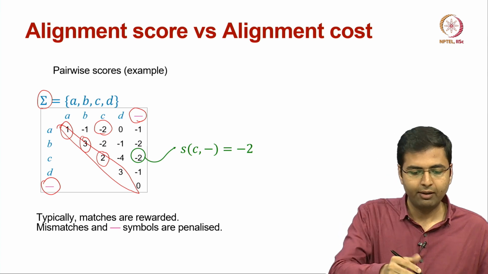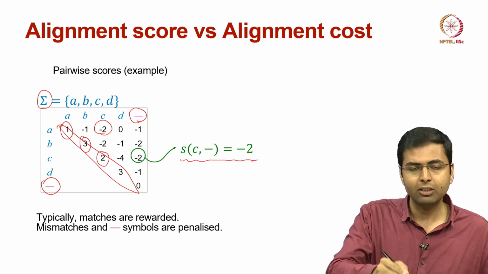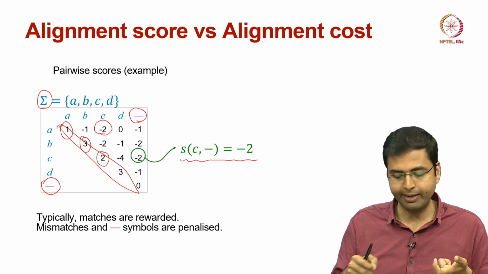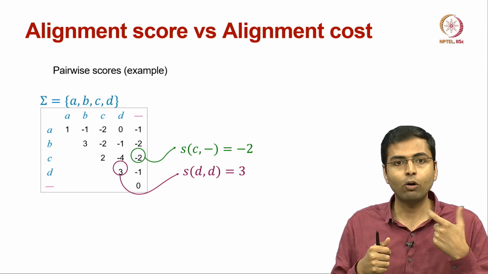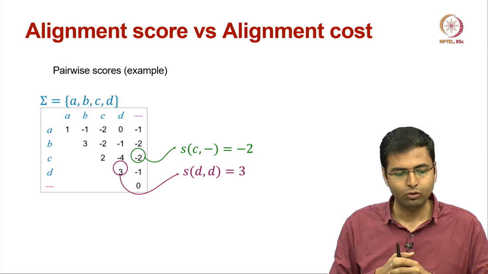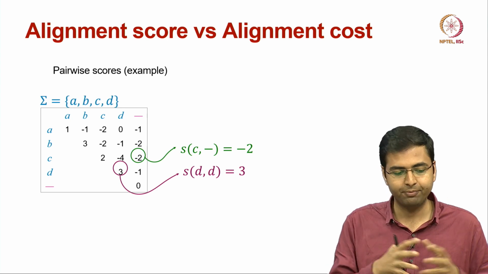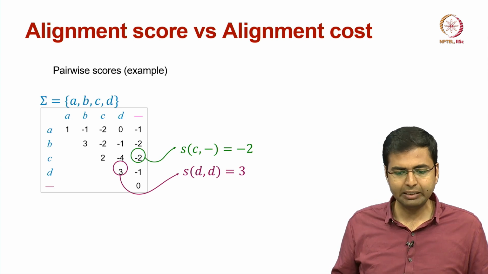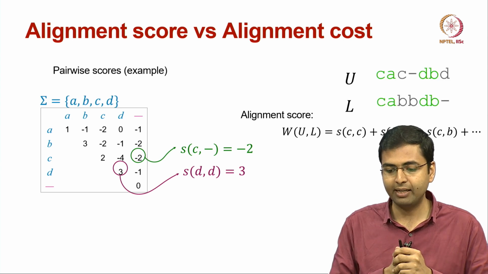In this example, the score of aligning character C to a dash symbol is -2. Similarly, the score of matching character D to character D is 3. So, this we can denote in a matrix format. Okay. So, now given this matrix, let us look at an example.